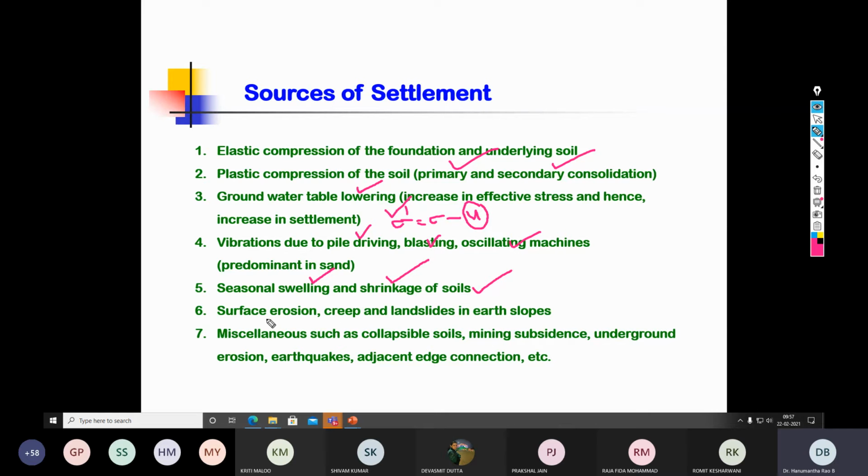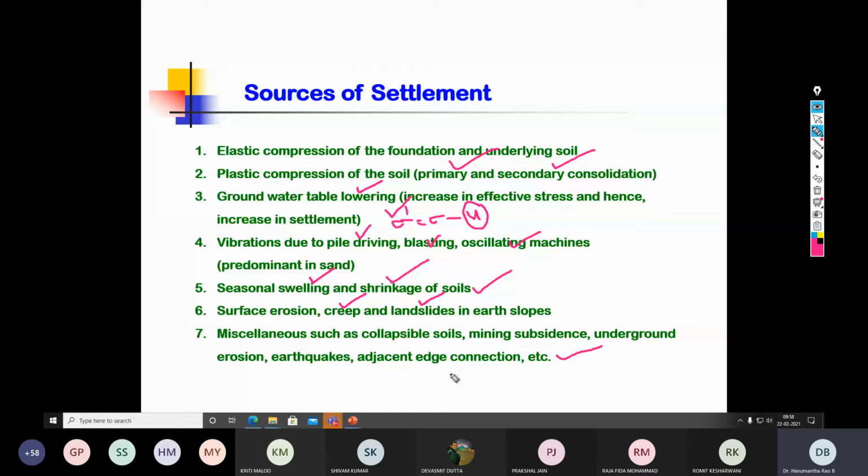There are other causes also, like surface erosion. Because of the erosion, the footing gets exposed. Creep, you are also aware, means a permanent settlement of the structure even without increasing the stress. So for the same stress, a constant settlement. Landslides in earth slopes, this is an artificial phenomenon, and other miscellaneous causes such as collapsible soils, mining subsidence, underground erosion, earthquakes, adjacent edge connections, all these are secondary. They could also become one of the sources for the settlement.